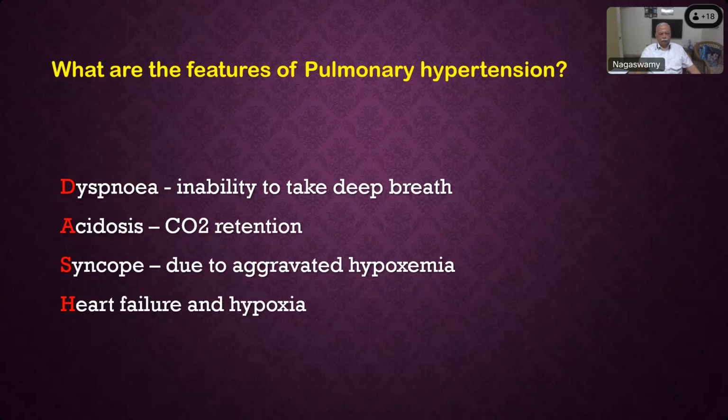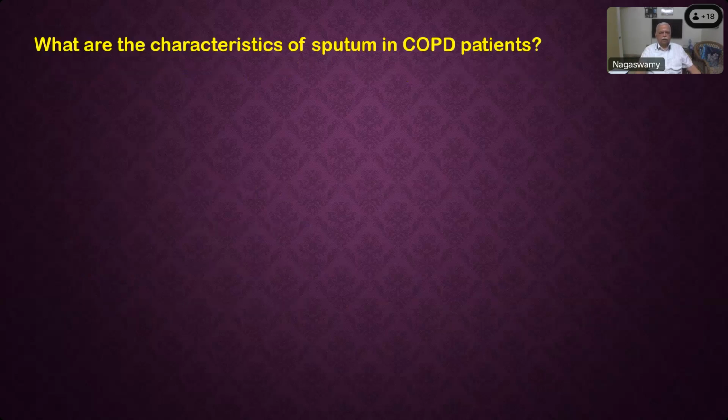So if you add the first letters, you get the mnemonic DASH. Dyspnea, acidosis, syncope, heart failure, and hypoxemia are the features of pulmonary hypertension.